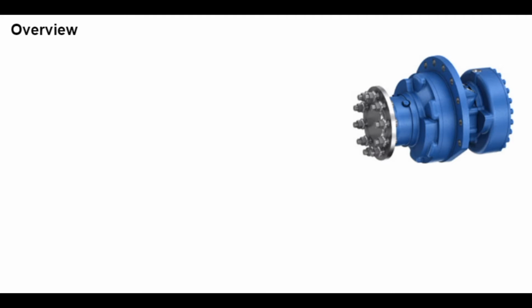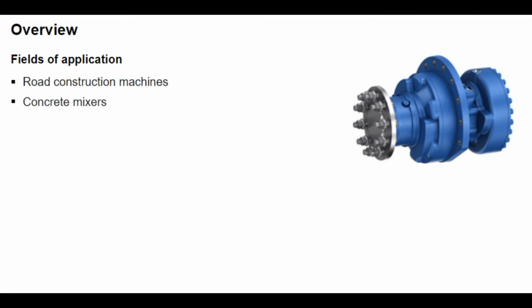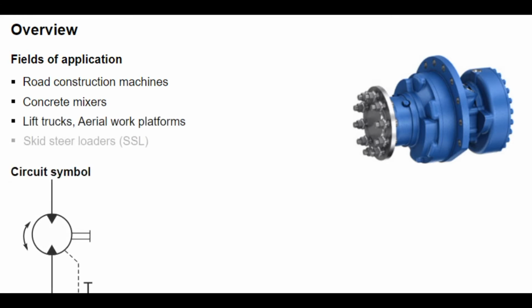Due to their robustness and high torque, radial piston motors with external support are used in many sectors of mobile hydraulics. These hydraulic motors can be used directly in the wheel hub as a travel drive, as seen in road construction machines, forklifts, elevating work platforms, skid steer loaders, as drum drives for concrete mixers, and in industrial hydraulics. The circuit symbol for an MCR motor is the symbol for a hydraulic motor with fixed displacement, reversible direction of rotation, and drain line.